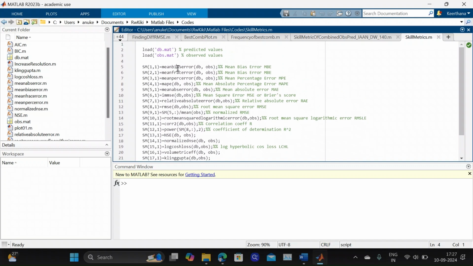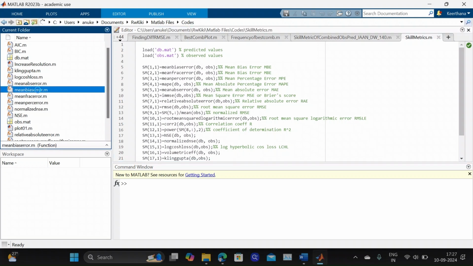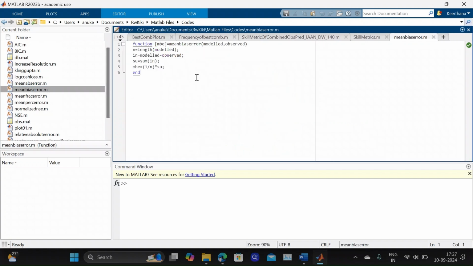So first is the mean bias error. For some of the metrics, we need to create a function, while for some of the other metrics, there is an inbuilt function. Like here you can see RMSE, which is already an inbuilt function, so you need not create code for this error metric. So the first one is the mean bias error. I'll show you the code. This is the function for mean bias error.